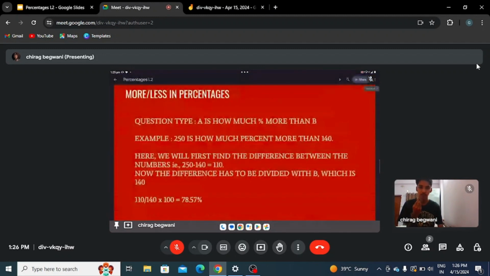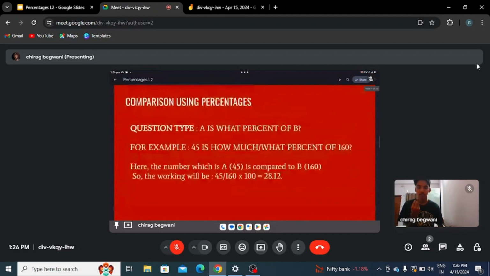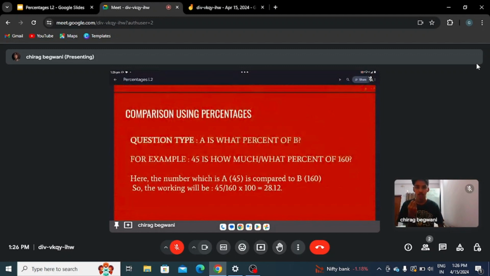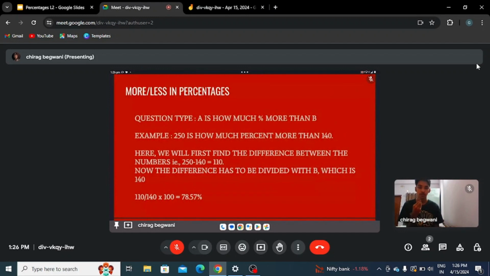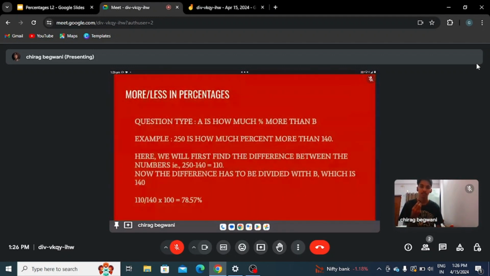Now, more or less. Question type A is how much percent more than B. In comparison, the question type was A is what percent of B. Here we have A is how much percent more than B. So the first thing is to clear the confusion between all the question types. You can't do comparison here, or you can't do more or less for comparison. There's a lot of difference.